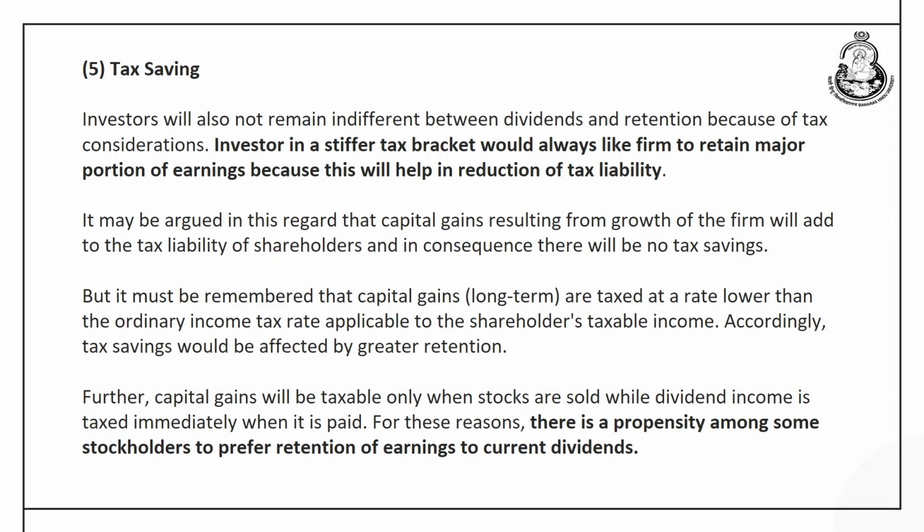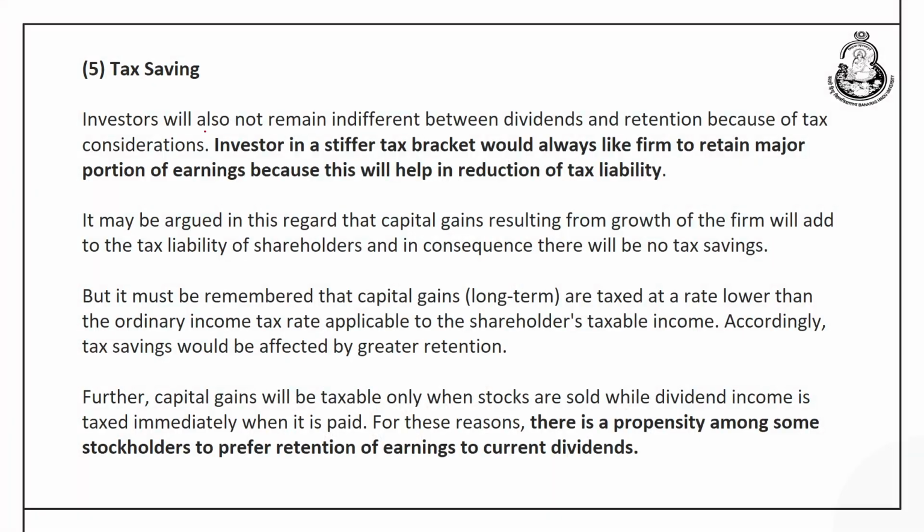Now, the fifth point that favors the relevancy theory is tax saving. What is tax? It is levied on the income received by the shareholder in the form of dividend. Investors will also not remain indifferent between dividend and retention because of the difference in the treatment of these two incomes received from the company. Investors who are in a higher tax bracket would always like the firm to retain a major portion of earnings because this would help in reducing their tax liability.